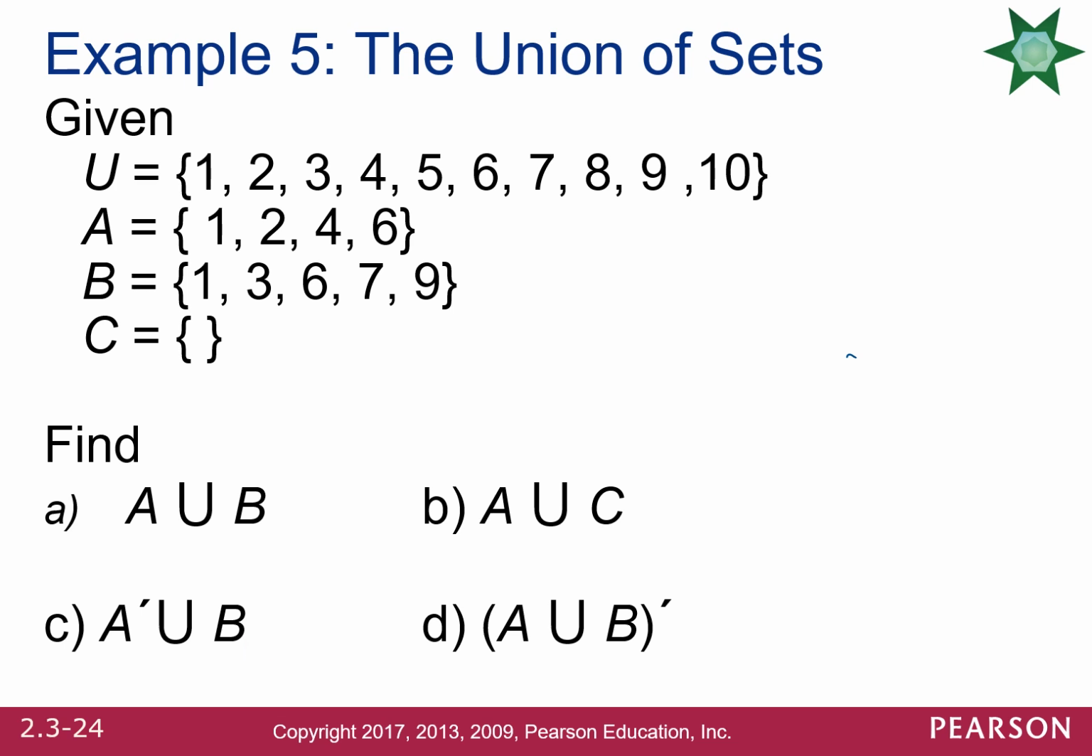So what I'm going to do is list all the elements of A, which are 1, 2, 4, and 6. So let's do this here. All right, so A union, so the elements of B are 1, 3, 6, 7, and 9. Next to the elements of A, I have used the union symbol, and then I wrote out the elements of B: 1, 3, 6, 7, 9.